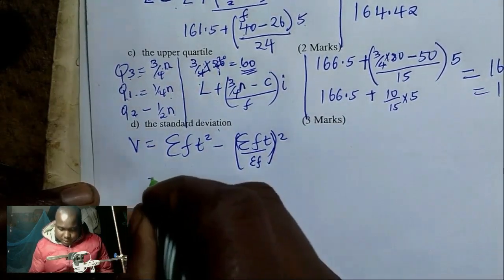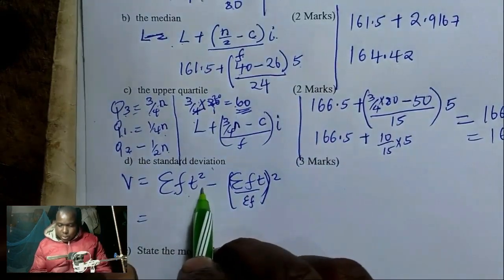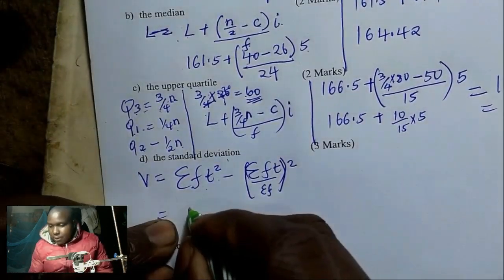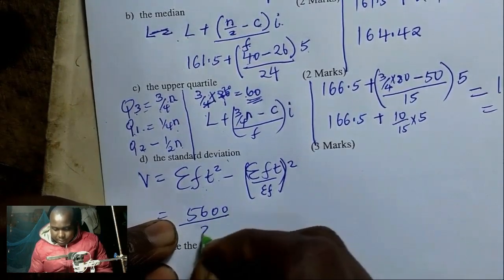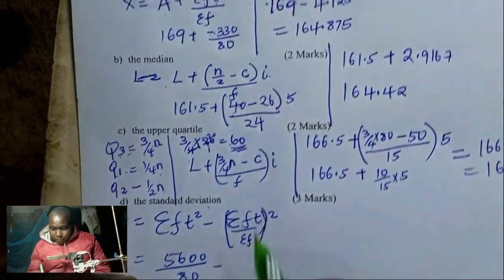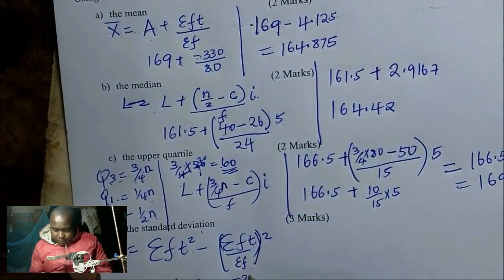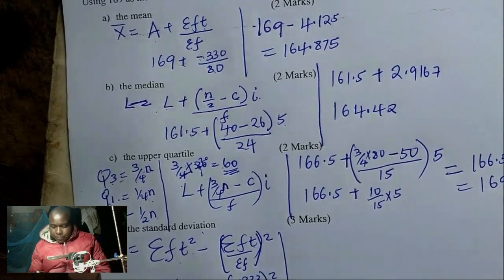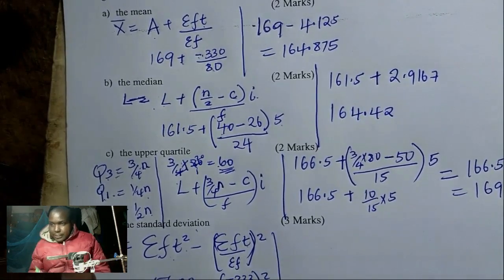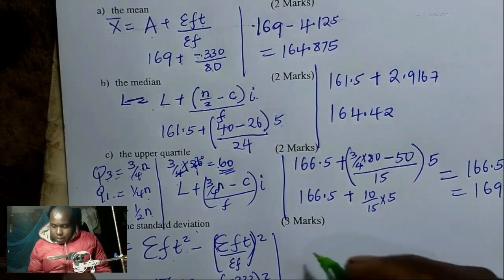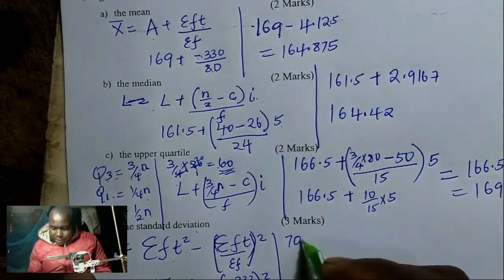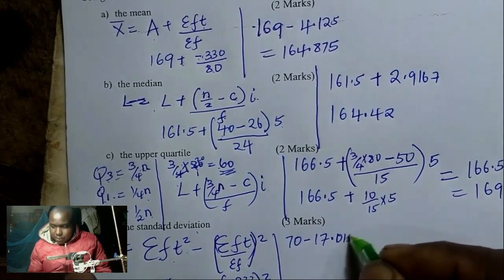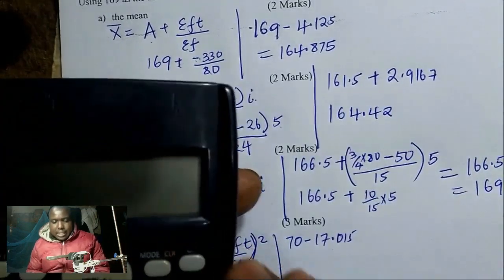So here, let us substitute. We had the summation ft squared is here. That is 5600 divided by 80, minus summation ft, we have negative 330 divided by 80, then squared. So if you do this, it's going to be 70 minus 17.1015.